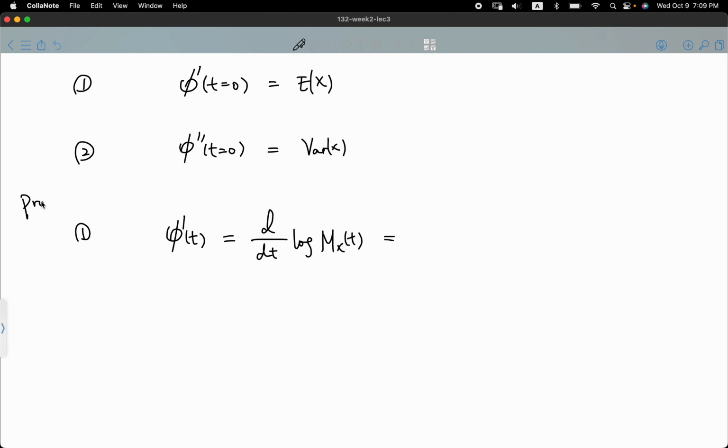For the chain rule, you will have one copy of the moment function in the denominator, and then you will have the derivative of the moment function on the numerator. So there's no derivative on the denominator, but there's a first order derivative on the numerator. And now we're going to evaluate this equation at t equal to 0.